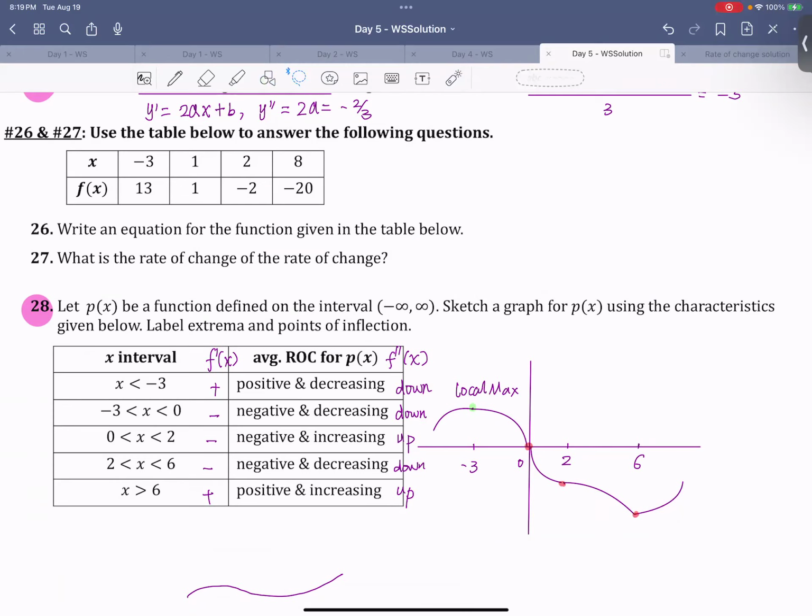Oh, by the way, we also need to label, okay? This part is the local maximum. And this is a concavity change, concave down to concave up, so this is an inflection point. And this is concave up, this is concave down, so this is another inflection point. And this one here is concave down to concave up, so this is another inflection point. You have 3 inflection points here.